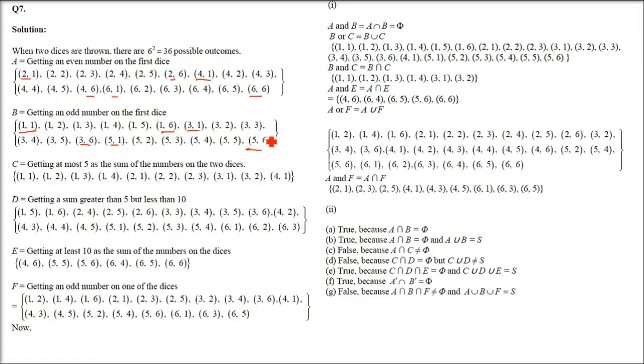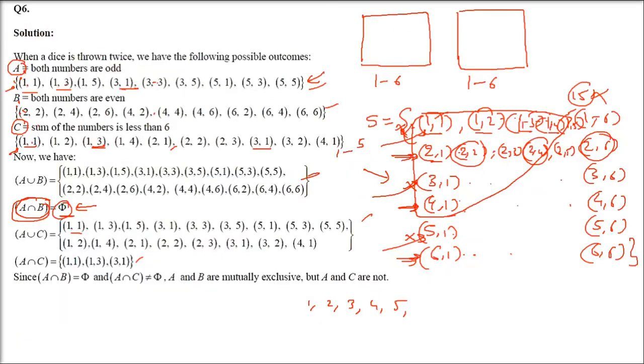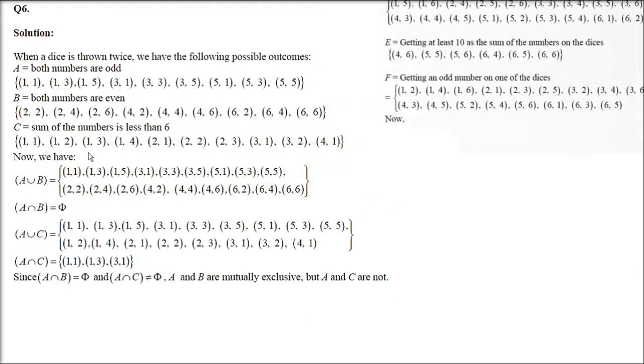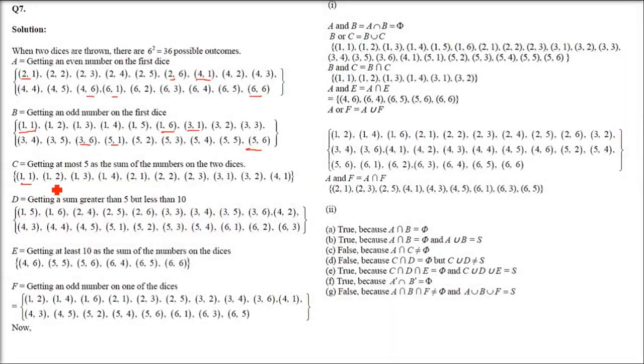Then C is getting at most 5 as the sum of the numbers on the two dice. At most 5, it cannot be more than 5. If you remember, it is less than 6, that is at most 5 only. So the same set you are going to use here. C is the same thing which we did earlier.